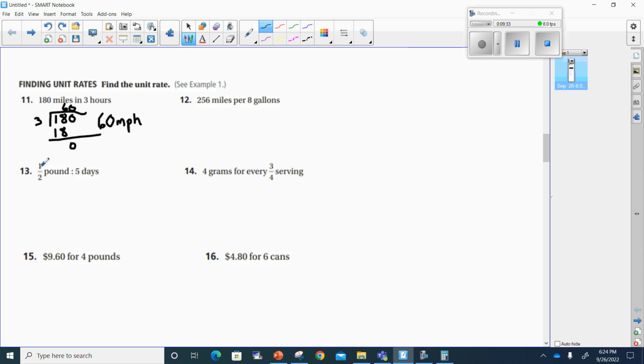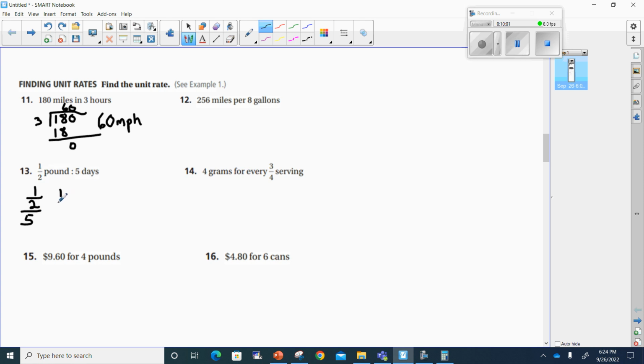All right, number 13 says 1/2 pound per 5 days. So I want to find out how many pounds in 1 day. All right, so that's going to be, let's see, how many pounds in 1 day? I would say that I'm going to take 1/2 and I'm going to divide it by 5.